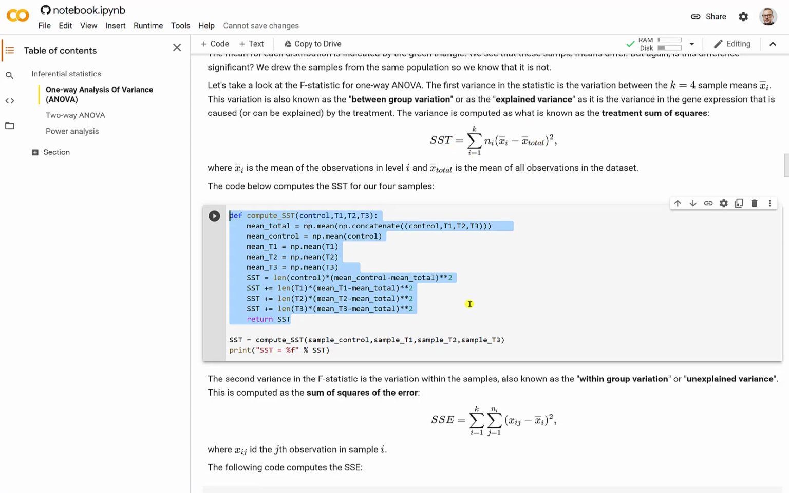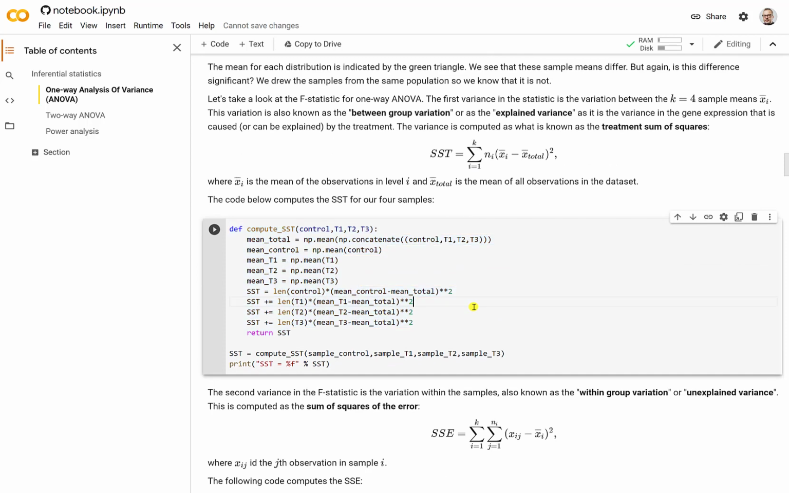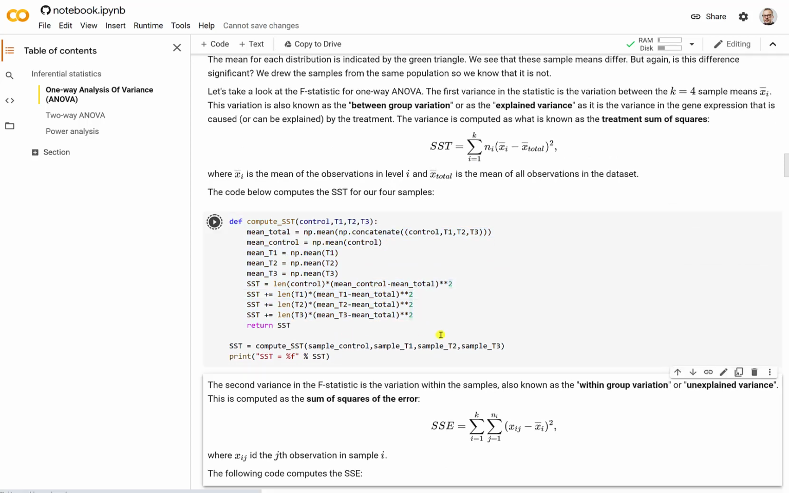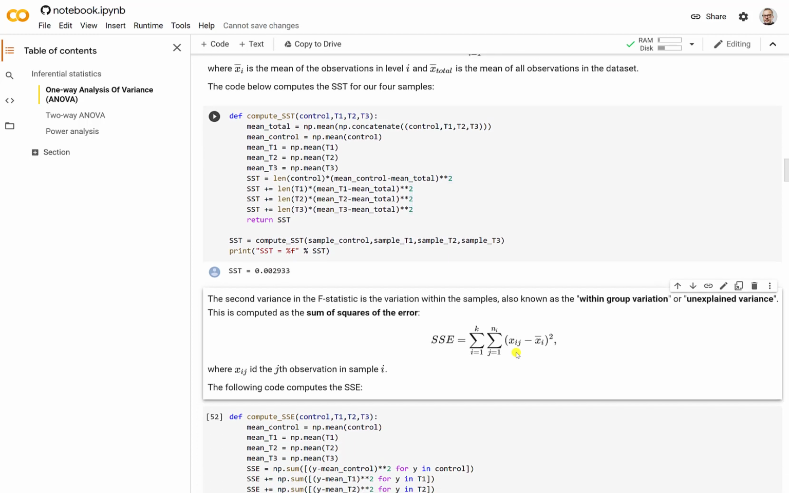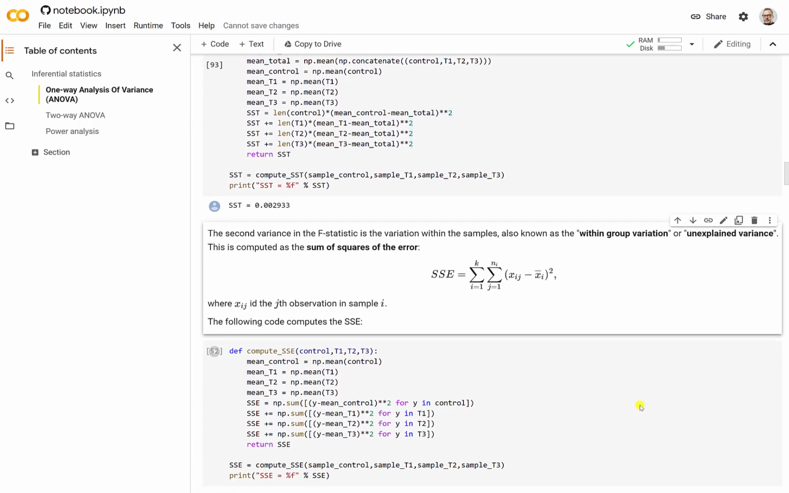Okay, and then we can take our 4 samples as we see here, and we can compute the treatment sum of squares. We can see that's this value here. So that's our first variance that we're going to use for the ratio. The second variance that we will use in the F statistic is known as the within group variation. So we have the between group variation, and this is the within group variation, also known as the unexplained variation.